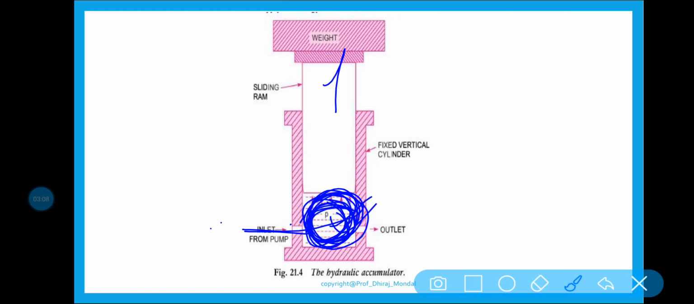to lift this weight. In the case of a hydraulic lift or hydraulic crane, a large amount of energy is required when the lift or crane is moving upward. So when the lift is moving upward, a large amount of energy is required, and at that time the energy is supplied from the hydraulic accumulator.